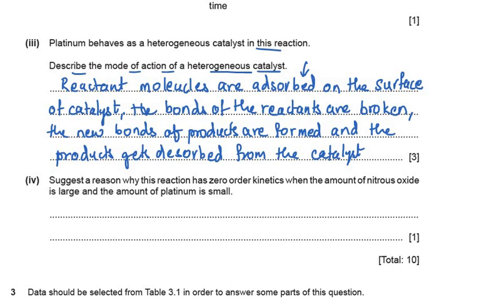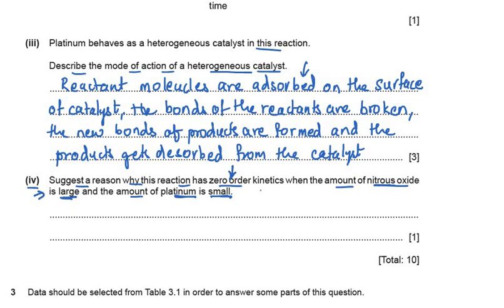Question 2 ends here with the 4th sub-question, which says: suggest a reason why this reaction has zero order kinetics when the amount of nitrous oxide is large and the amount of platinum is small. Now what the question is trying to explain is that the reaction is zero order only when the platinum is very small and the amount of nitrous oxide is very, very large. So if the conditions change about the amount of catalyst and the reactants, then the order of kinetics may change, but here it is zero order.